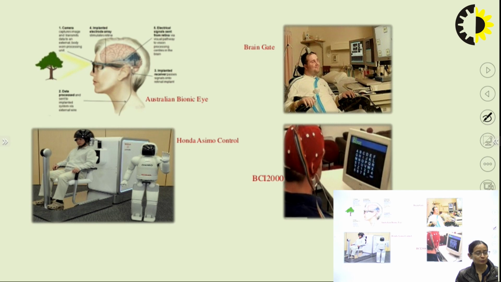So these are a few examples. In the first figure, we have the Australian bionic eye, that is, a person can see with the help of a bionic eye. Then we have a BrainGate interface, where a person is sitting here and controlling the system commands with the help of his brain. This is BCI2000, where whatever the human is thinking, that particular information is being written here. Then we have Honda Asimo control, where the human is controlling this robot with the help of his brain signals.